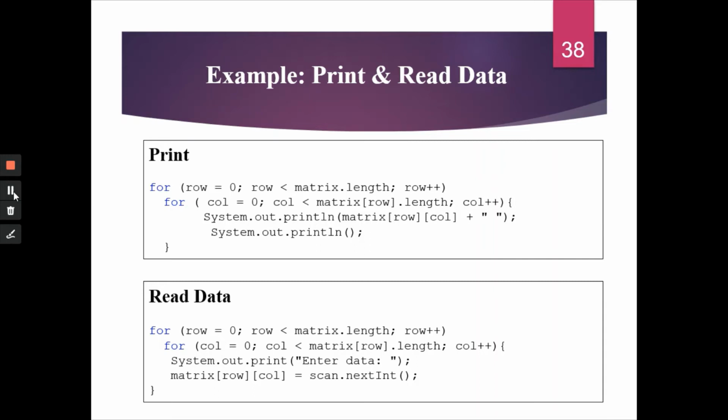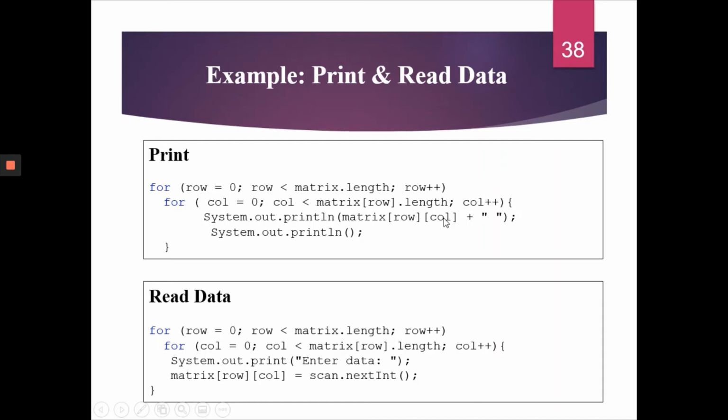So first is the printing. So similar to the example just now, we are going to print the values inside your array by using nested for loop. So similarly, we have our row equals to 0, row less than matrix dot length, and row plus plus. And your inner loop is column equals to 0, column less than matrix[row] dot length, and col plus plus. So in each of the loop, you are going to print out what is the value inside this array by using the matrix row and column.